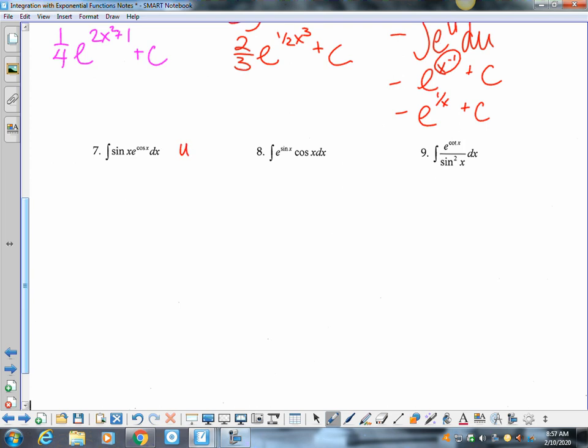What you gonna let your u be? Do y'all notice the e kind of smushed in there? That's what your focus has got to be. So u's going to be cosine of x. Okay. Good. Negative sine x dx. So I need negative e to the cosine x.